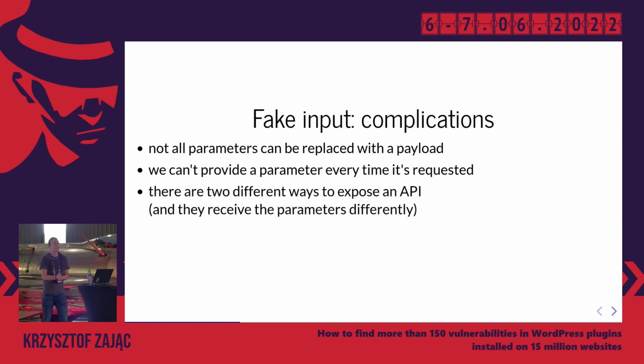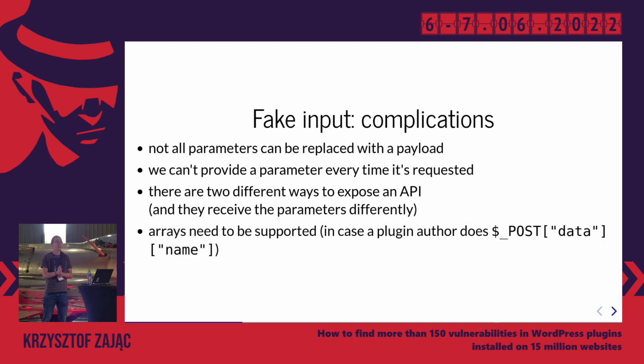Because they are the two different ways of exposing an API in WordPress, we have to mock both types of providing input parameters. So we're just implementing the same, but one more time. And we need to support arrays, because sometimes plugin authors take a parameter, treat it as an array, and extract a key. So for example, in the case of treating the data post parameter as an array and extracting the name key, I solved it like that: sometimes, instead of a payload, I returned an identical magic array that pretends to have all the keys, because why not?